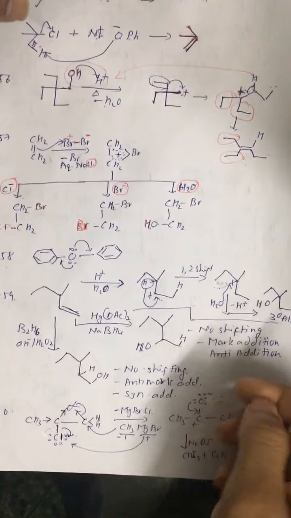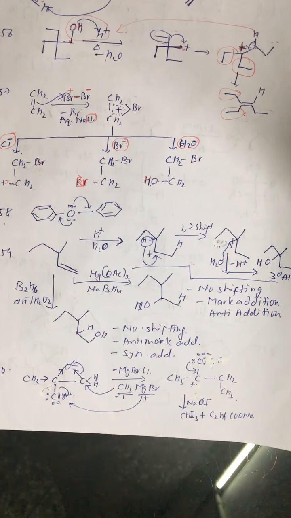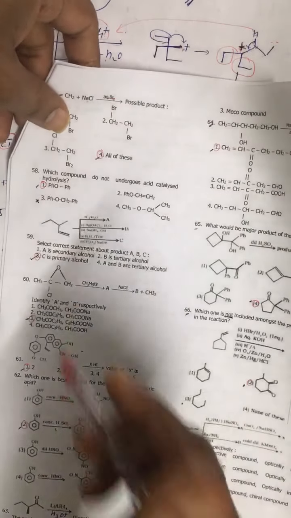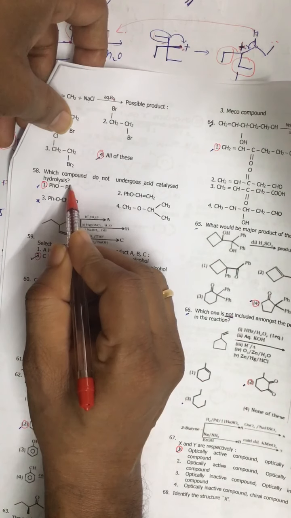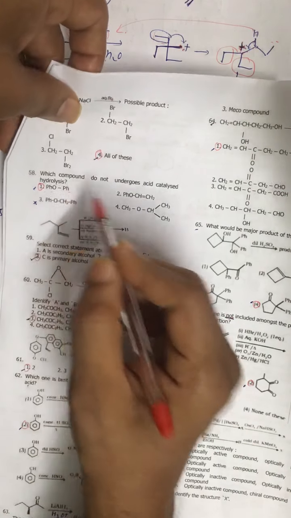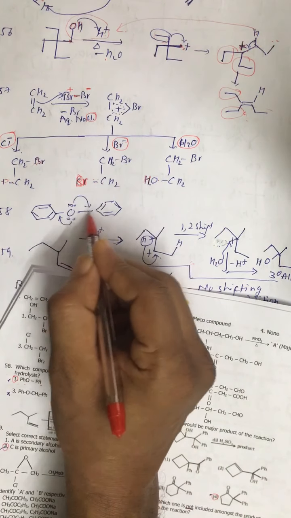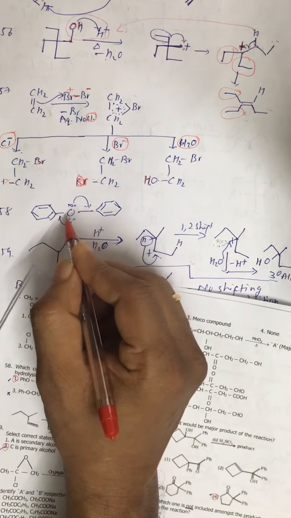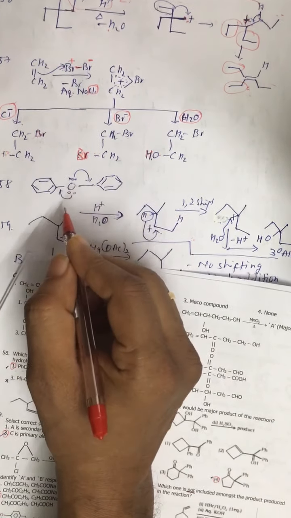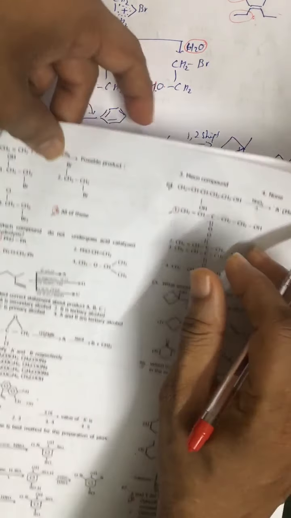All right. Now look at question number 58. Question number 58 says which compound does not undergo acid catalyzed hydrolysis? So my answer is the first option. Reason: the bond breaking of these two C-O bonds is difficult because due to resonance it behaves as a double bond.